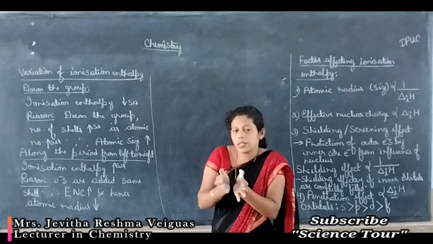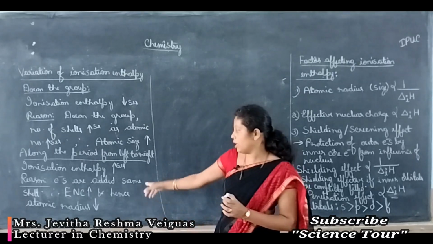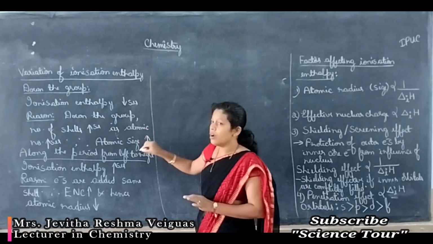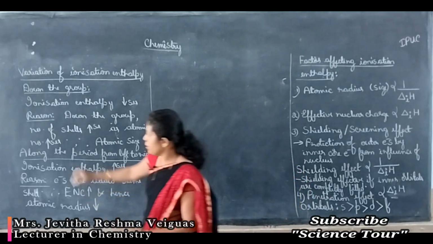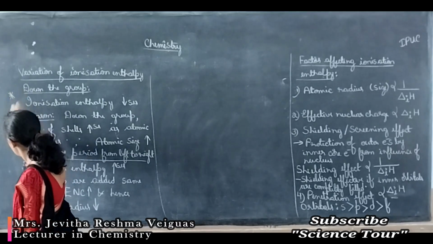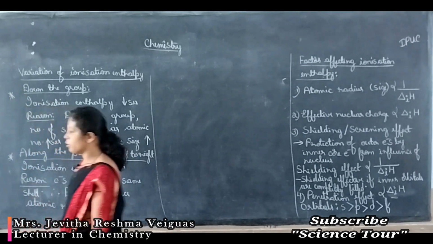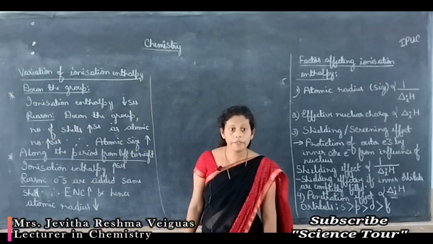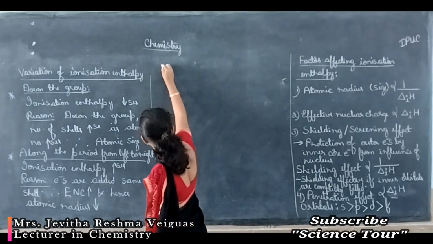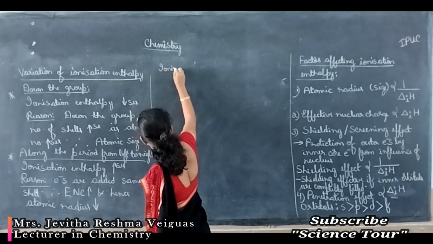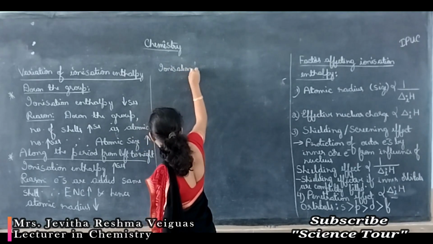As the size decreases, ionization enthalpy increases. So this is how ionization enthalpy varies down the group and along the period. Both are important. How ionization enthalpy varies down the group, give reason. How it varies along the period, give reason. Now let's compare ionization enthalpy of a few elements.